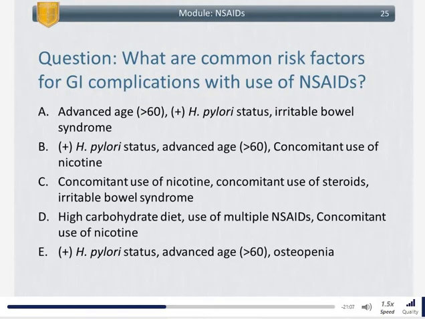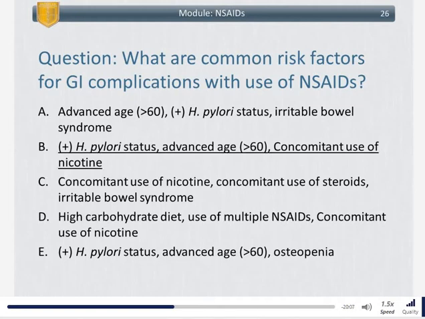Okay, question for you. What are common risk factors for GI complications with anti-inflammatories? Choice A, age greater than 60, H. pylori status being positive, irritable bowel syndrome. B, positive H. pylori, age greater than 60, concomitant use of nicotine. C, use of nicotine, use of steroids, irritable bowel syndrome. D, a high carbohydrate diet, use of multiple anti-inflammatories, use of nicotine. E, positive H. pylori, age greater than 60, osteopenia.